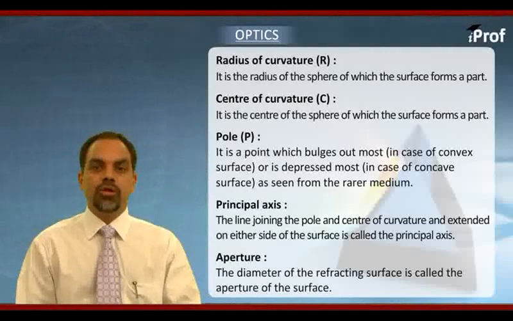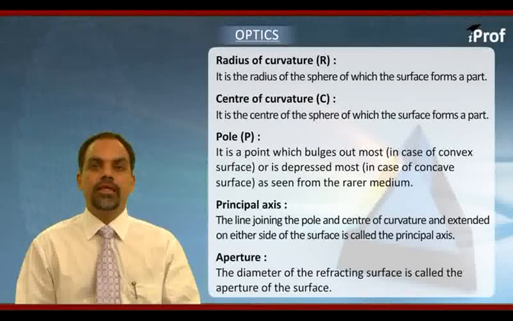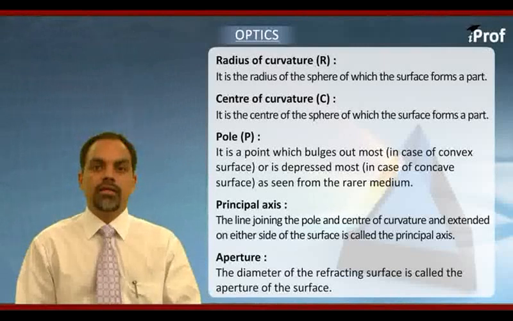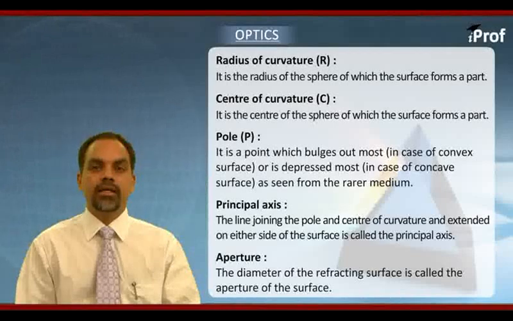Now, it is also obvious that the maximum value of aperture will be equal to the diameter of the spherical refracting surface. If I say r is the radius of curvature of the spherical refracting surface, then aperture, which I am denoting by small d, that is the diameter of the circular outline of a spherical refracting surface, will have a maximum value equal to 2r. Now these are the words which we will be using in connection with spherical refracting surfaces.